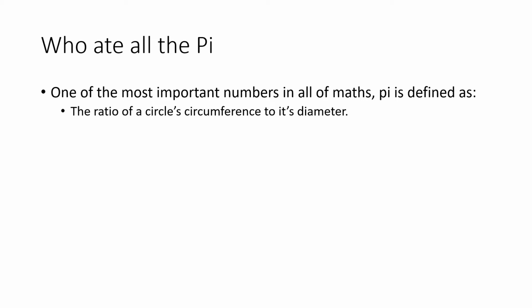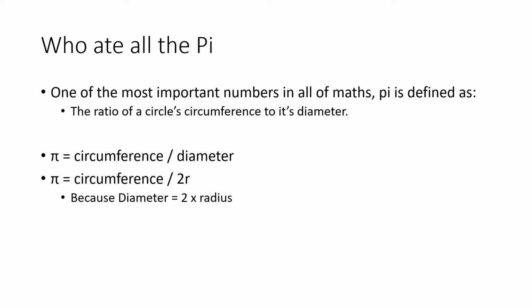So pi is one of the most important numbers in all of mathematics, and there's its definition: the ratio of a circle's circumference to its diameter. So in other words, pi is circumference divided by diameter. And of course diameter is 2r, so pi equals circumference divided by 2r. So if we rearrange that, circumference, put it on the other side, then we get circumference equals 2 pi r, one of the most famous formulas. And I'll just throw in the other famous one to do with pi, which is the area of a circle is pi r squared.